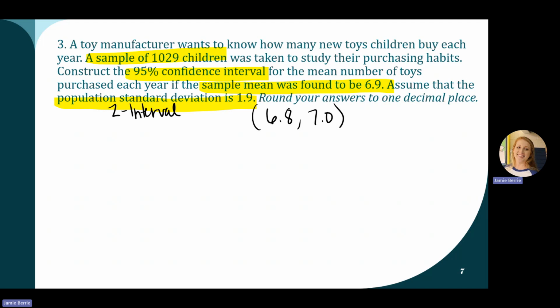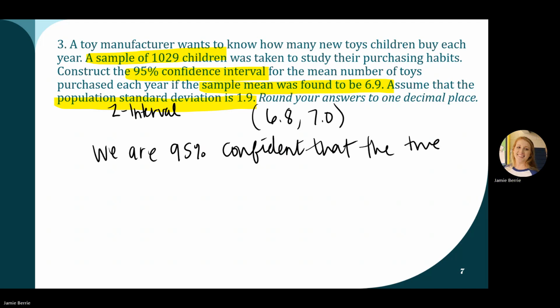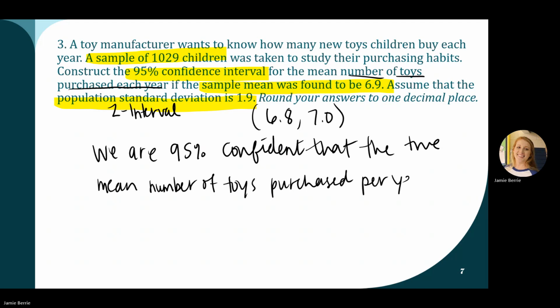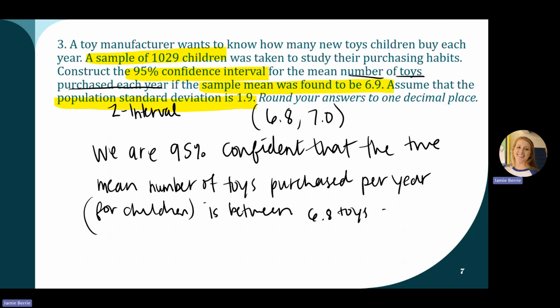All right, so if we were interpreting this, we would say something like, we are, this time it's 95% confident that the true mean, let's see our variable here, number of toys purchased per year, that the true mean number of toys purchased per year, and I'm just going to put in there for children, or by children, whichever one you wanted to say, is between 6.8 toys and 7 toys.